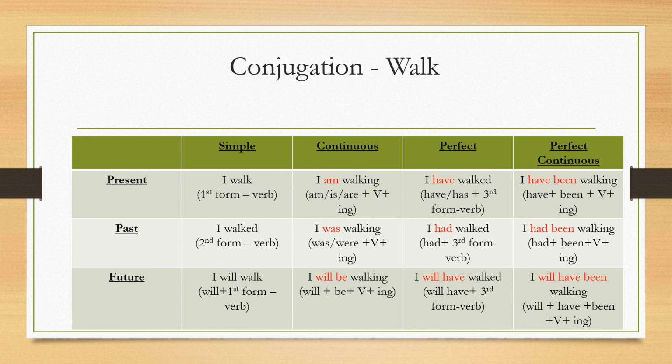Moving on, past perfect, we need to add had plus third form of the verb. I had walked. Future perfect, we need to add will have plus third form of the verb. I will have walked. So we have completed the structure of the perfect tense, where we need to remember that only in the perfect we need to add the third form of the verb.